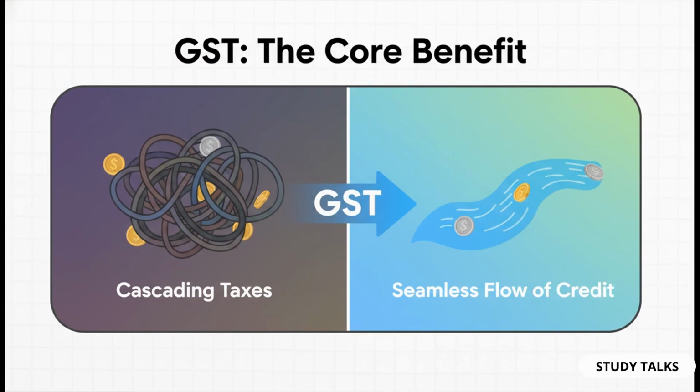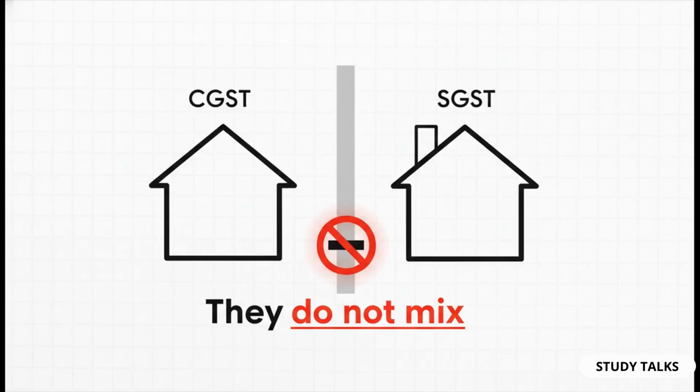So GST's real genius was swapping out a broken, messy, tax-on-tax system for a clean, simple, value-added system. And it's all built on that seamless flow of input tax credits. For intrastate supplies, always treat CGST and SGST as two separate taxes with two separate credits. They live in two different houses and they never, ever mix.